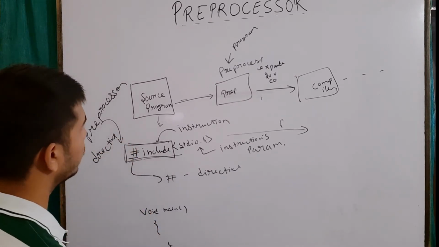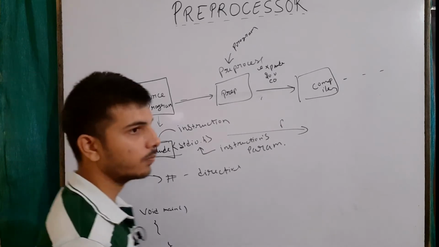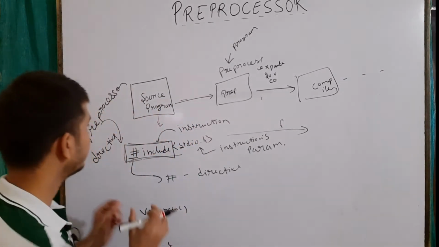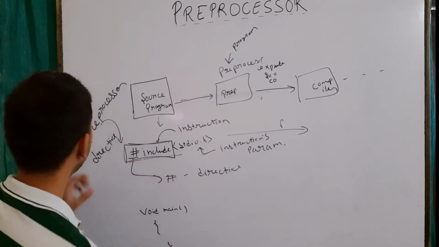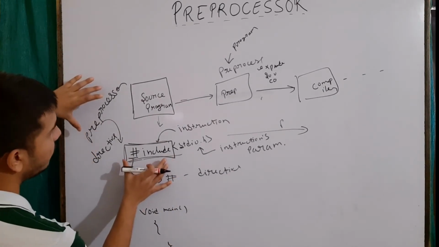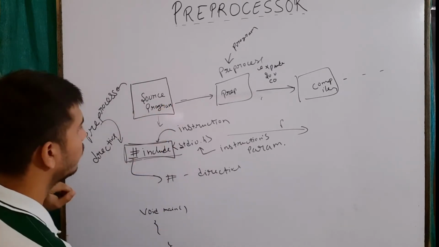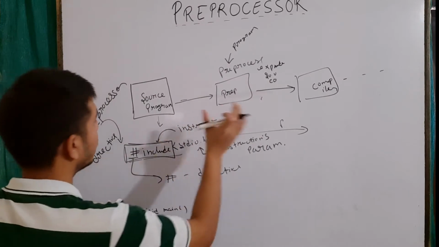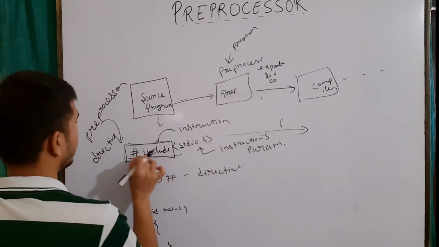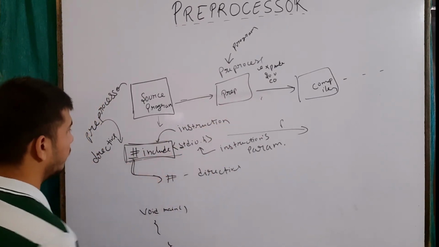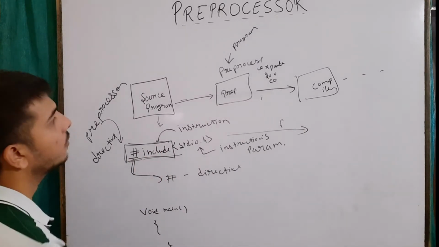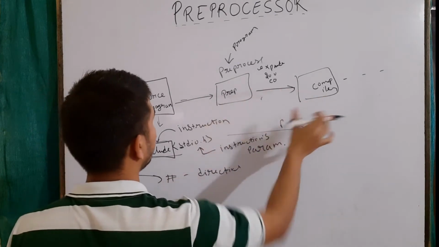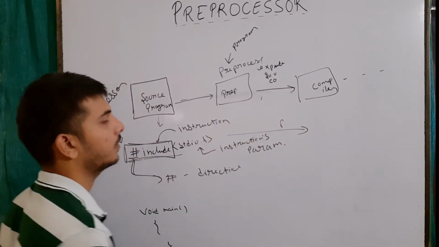So once again, we had our source program. We had defined several preprocessor directives in our source program. It goes to the preprocessor and then it processes all our given directives or instructions. So this is the role of the preprocessor. After preprocessing, it's sent to the compiler. Let's take an example.